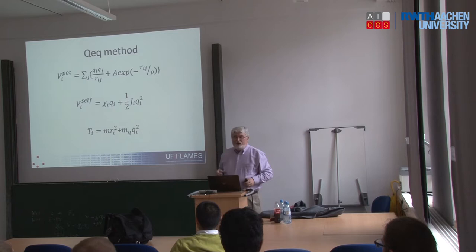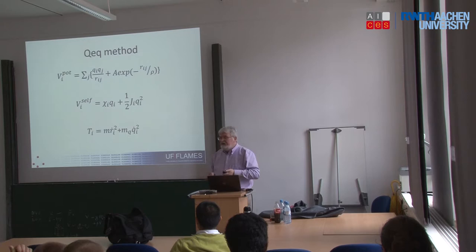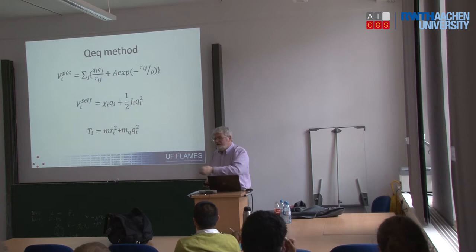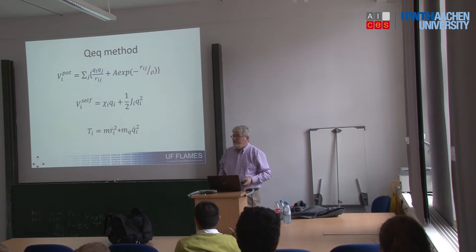So once you've got these equations, you can go through the Lagrangian process, L equals T minus V, and then you have dL by dQ minus d by dt of dL by dQ dot equals zero, and you get two equations of motion. You get an equation of motion for the positions as a function of time, and you get an equation of motion for the charge as a function of time, and they're coupled to each other.